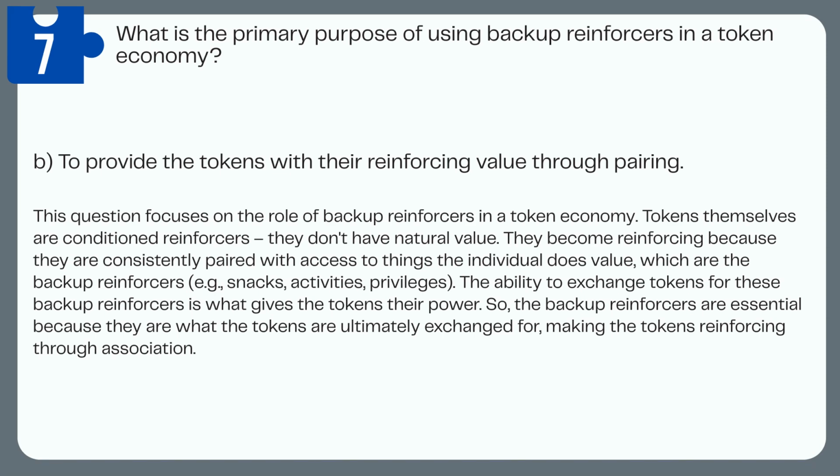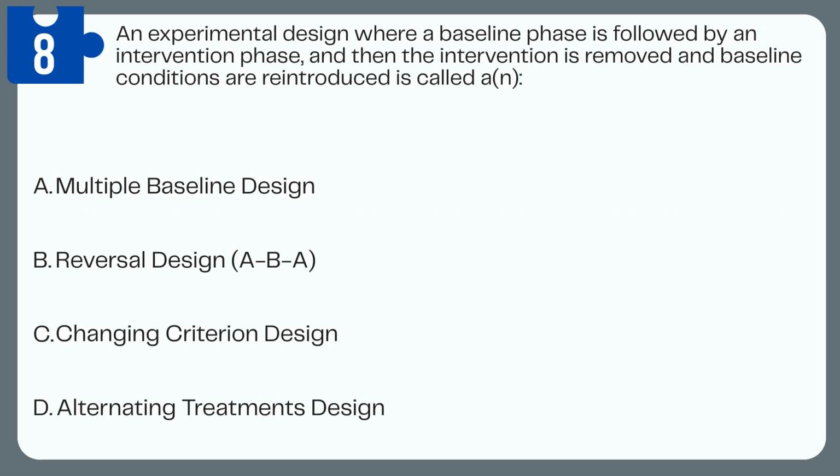through association. Question 8. An experimental design where a baseline phase is followed by an intervention phase, and then the intervention is removed and baseline conditions are reintroduced is called A. Multiple baseline design. B. Reversal design, a BA. C. Changing criterion design. D. Alternating treatments design.